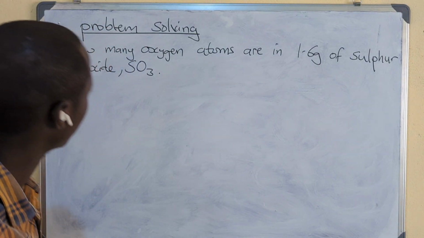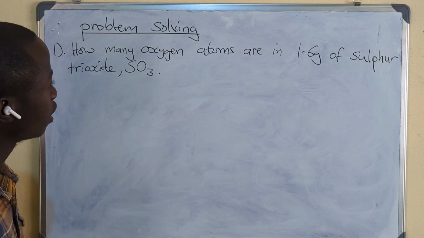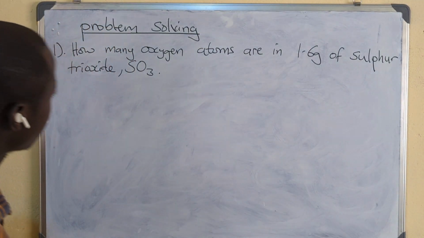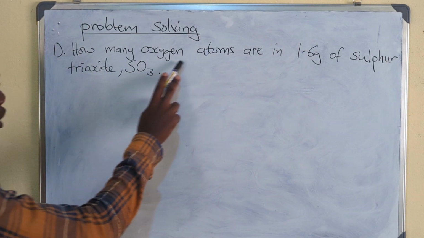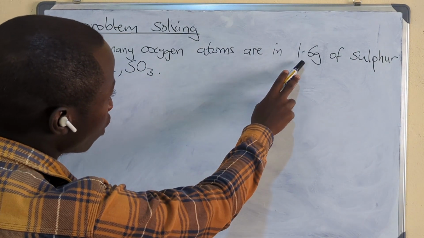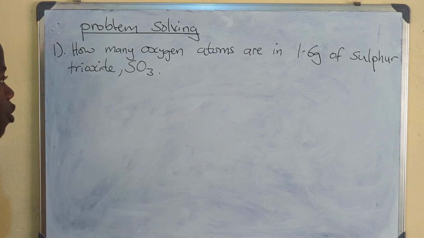In this video we are going to handle a question on the mole concept. The statement says, how many oxygen atoms are in 1.6 grams of sulfur trioxide? So this is the chemical formula for sulfur trioxide.